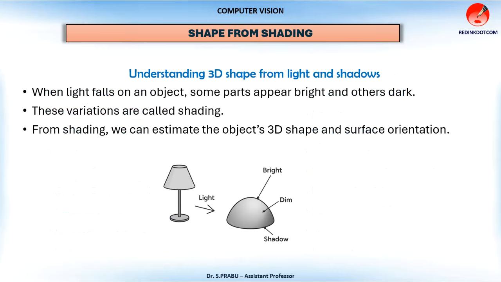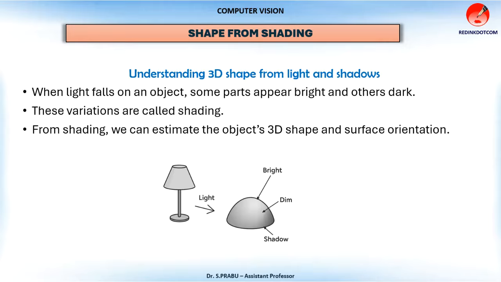This is called shading. From this shading, we can guess the shape of an object. For example, if light falls on a ball, the part facing the light looks bright and the other side looks dark. Even without the depth information, our eyes can sense that it is a round object. In computer vision, we try to do the same.